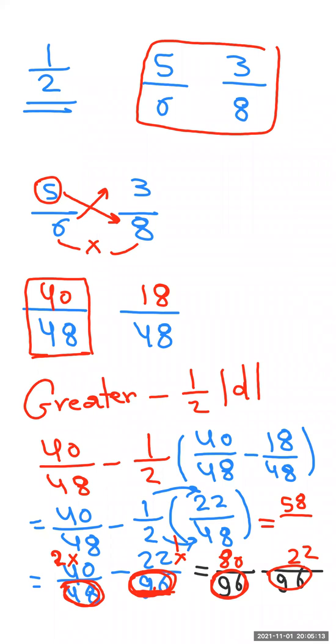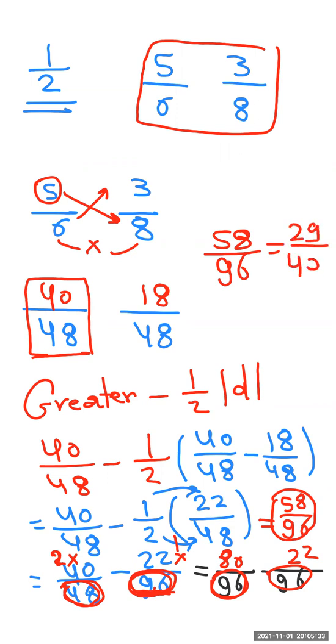Then after subtraction, 80 minus 22 is 58 over 96. In this case we can also simplify. If I divide the two numbers by 2, it equals 29 over 48. That's it, this is the number. Okay, the next question: find the rational number that lies at 1/4.